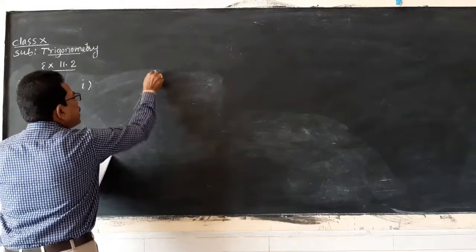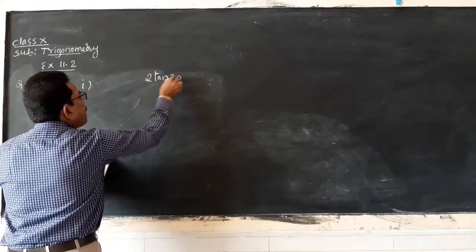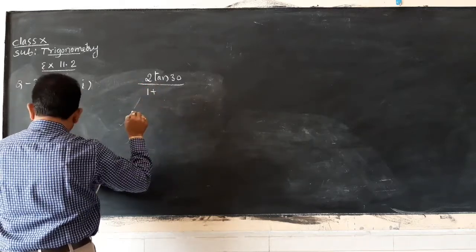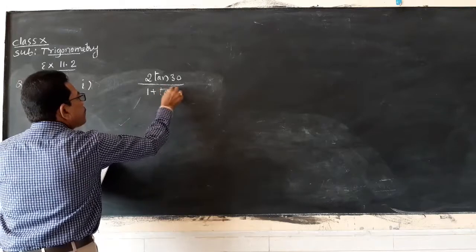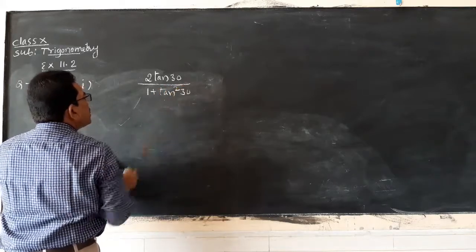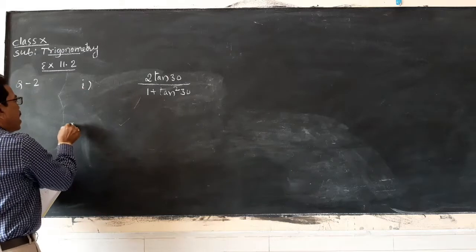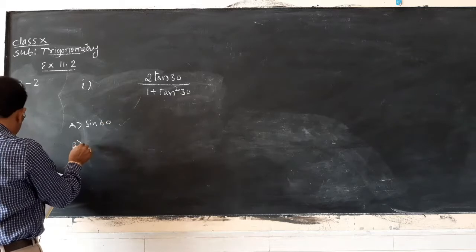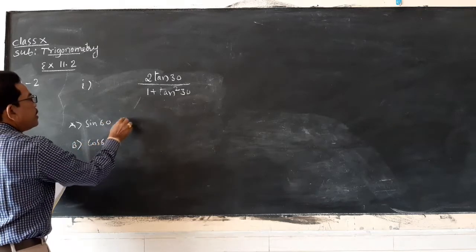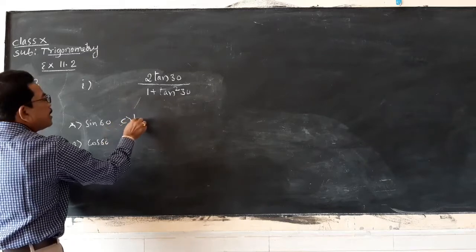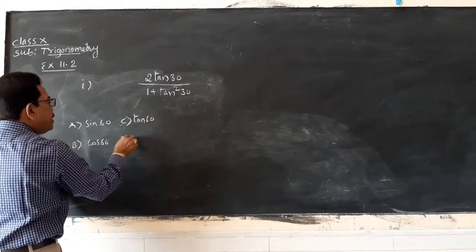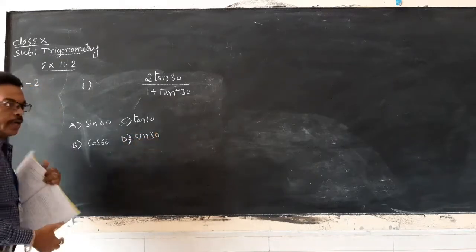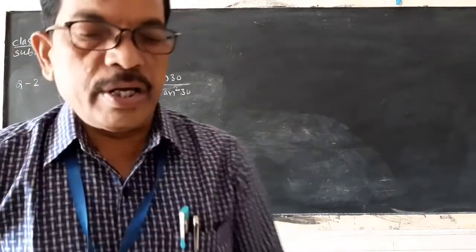2 tan 30 divided by 1 plus tan square 30. The options are A sin 60, B cos 60, C tan 60, then D sin 30. Okay, we have to check which one is the option.